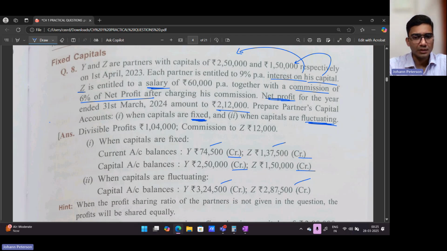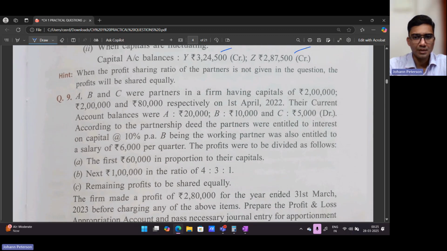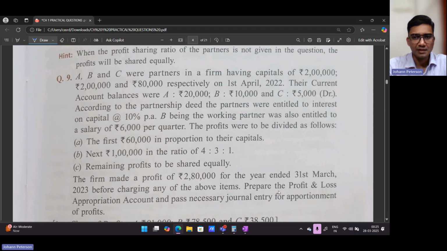So this was question 8. Let's do another. We can do this one now. It says ABC are partners in a firm having capitals of 2 lakh, 2 lakh and 80,000 respectively on 1st April. Their current account balances were A being 20,000, B being 10, and C being a debit balance of 5,000. So by this itself, we are able to say that they are following the fixed account method.